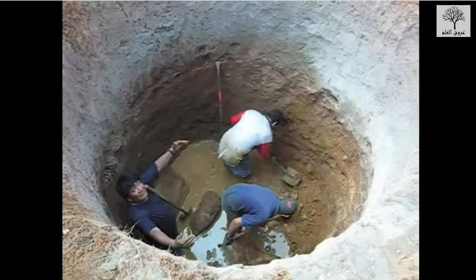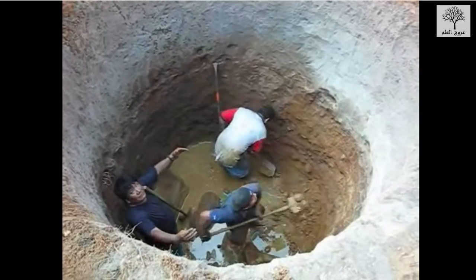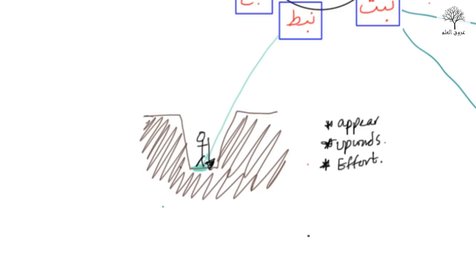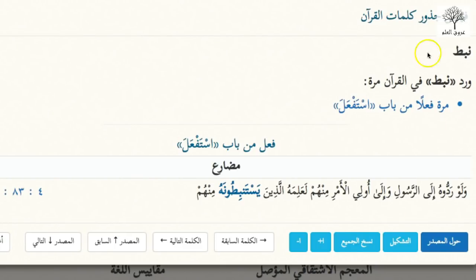This is called nabat. So that water under their feet, that's called nabat. So we have the word nabat over here. Now in the Quran, it's only one place that this word is used, and it's only used in the form of istaf'ala, istambata yastambitu. And what is that?